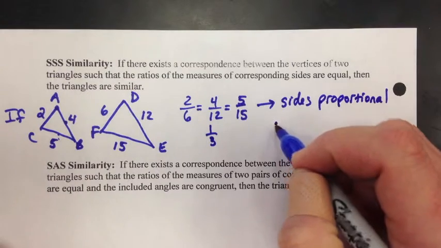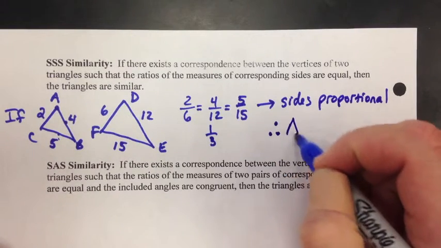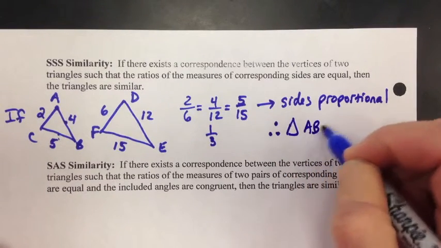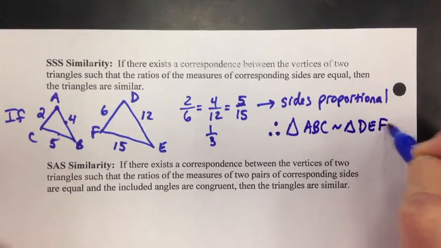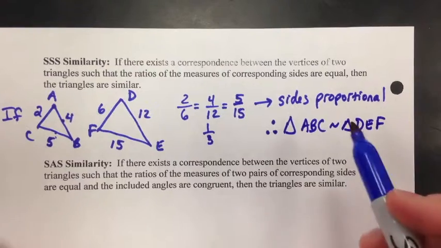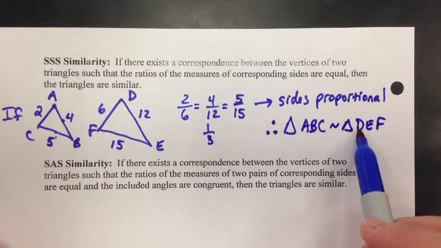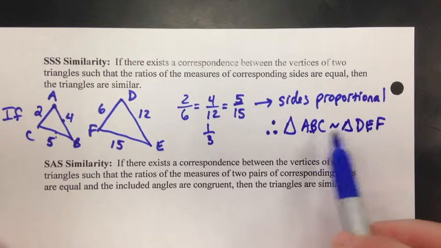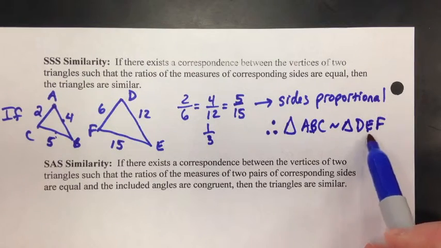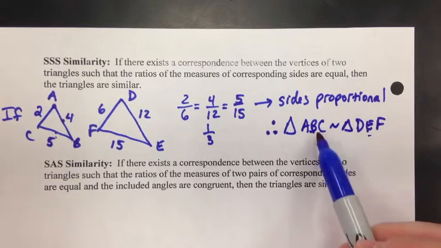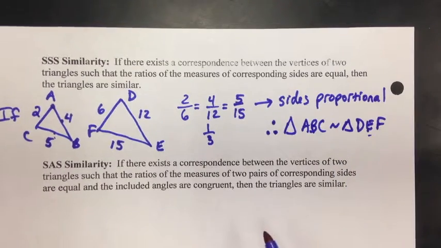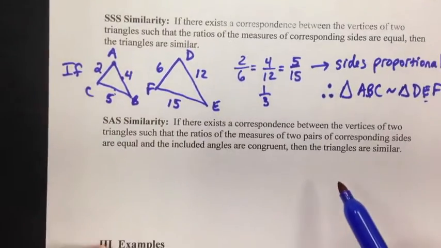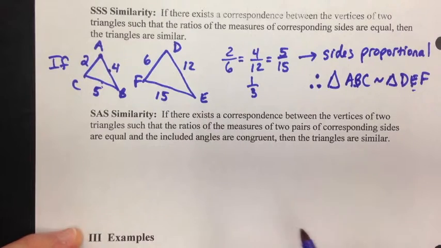So if sides proportional, therefore, triangle ABC is similar to triangle DEF. And it is important that A and D correspond, B and E correspond, C and F correspond. I have to put them in the correct order so that each point corresponds to the other point. All right, so that's side, side, side. Now the last one is side, angle, side.